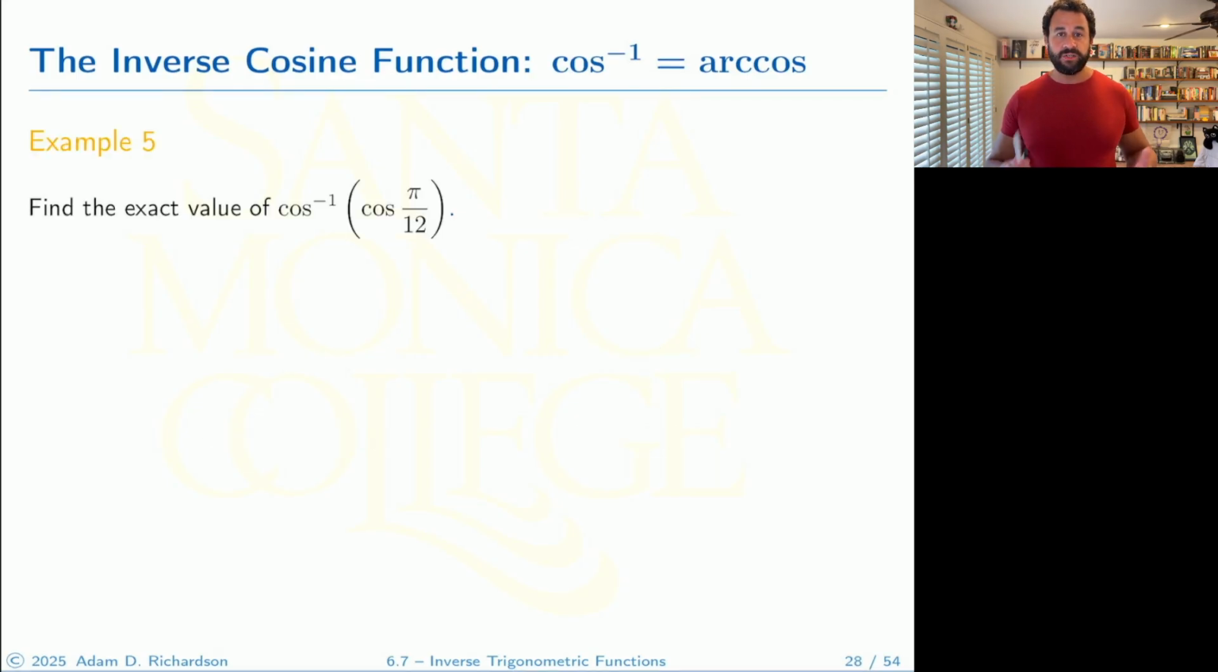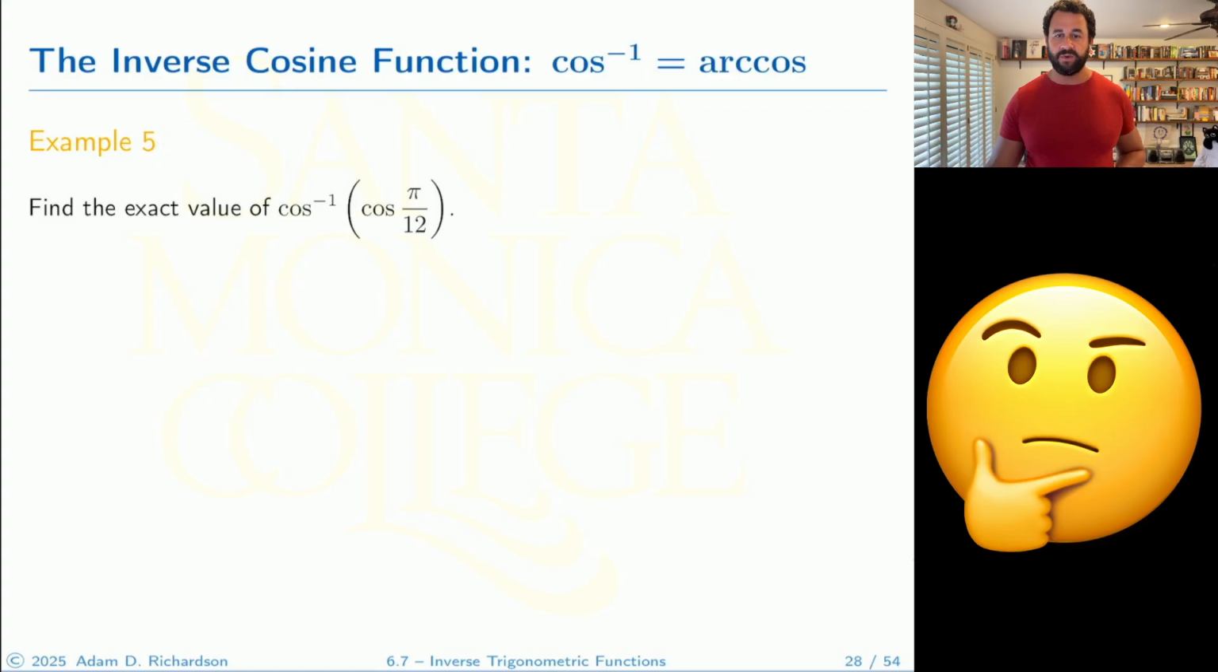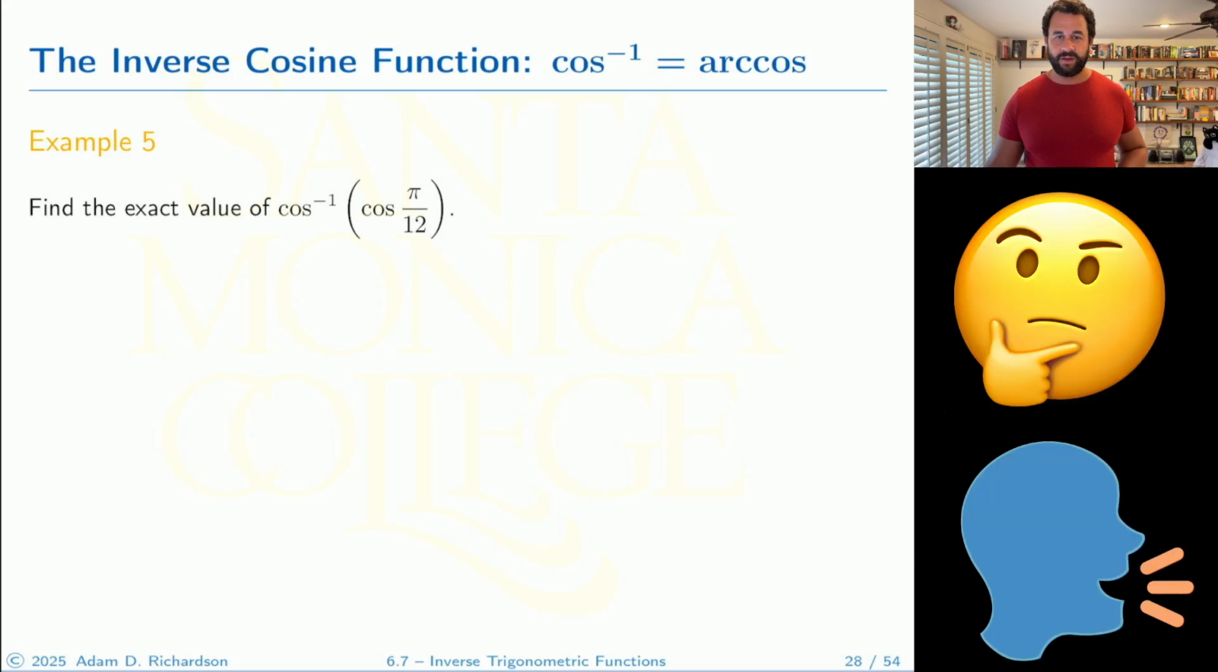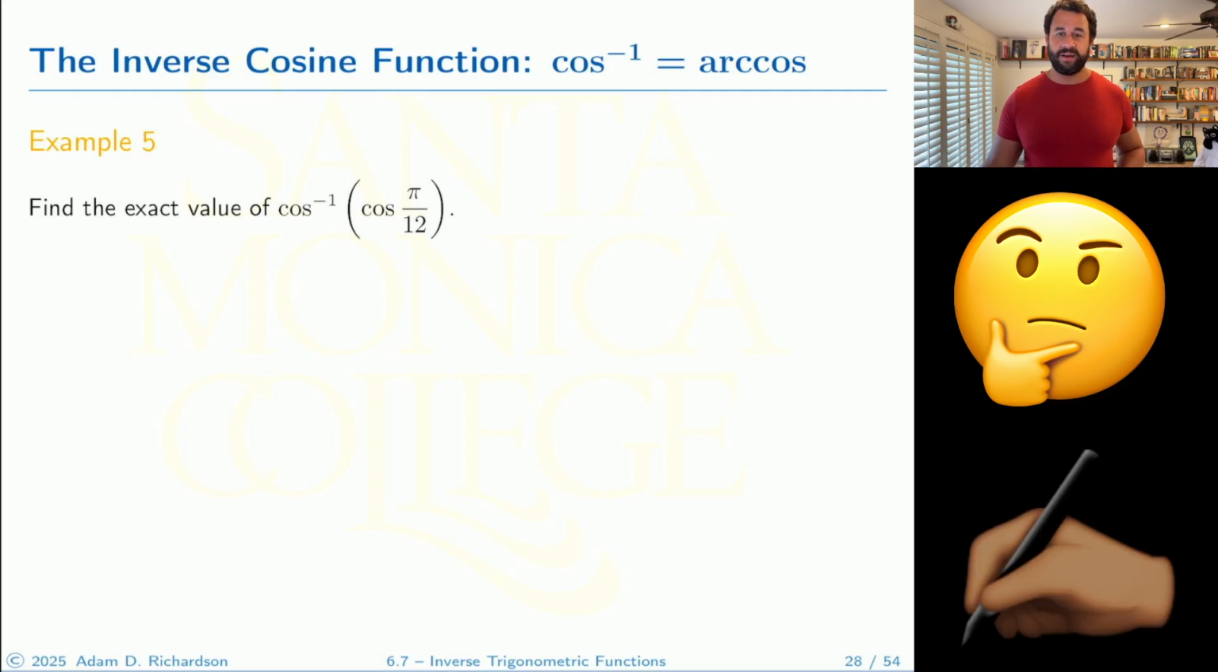So I want you to try this one. I'm going to go a little bit fast because the idea is about the same. So see if you can figure out how to do this one. Find the exact value of cosine inverse of cosine of pi over 12. All right. And maybe say something out loud, maybe something related to restricted domains. And then write it down. What do you think this will be equal to?